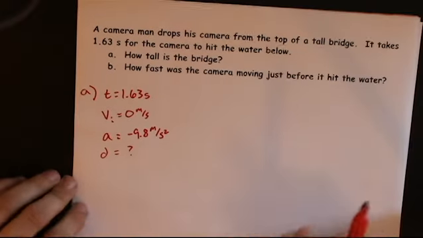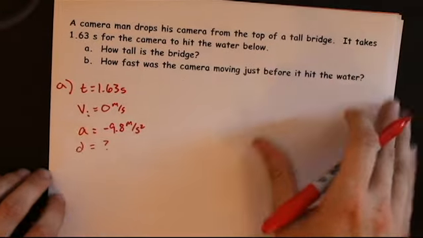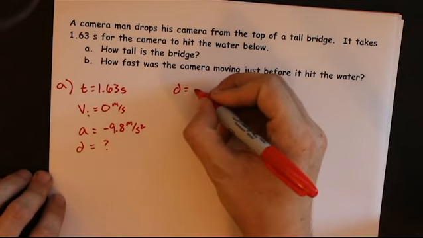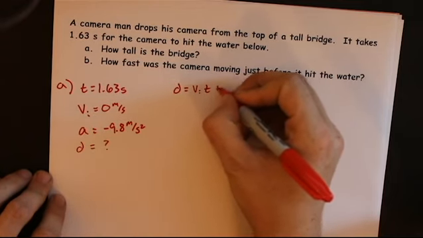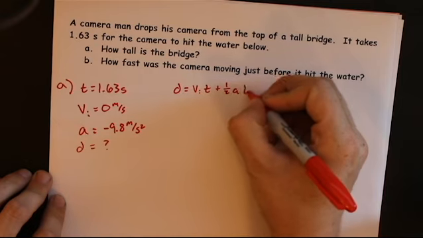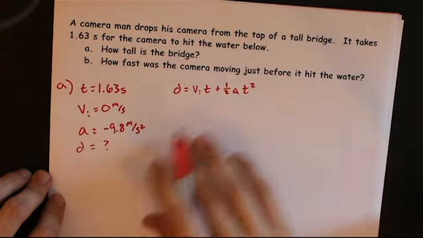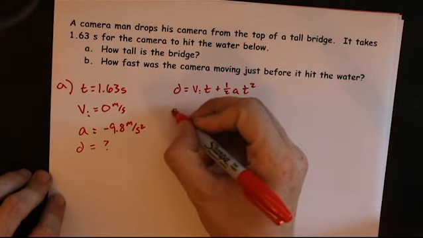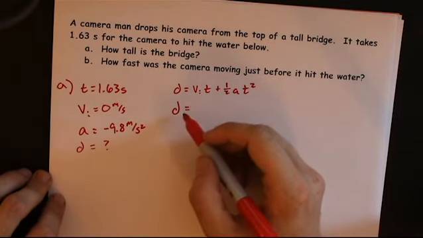Now let me see if I can write just a little bit smaller. All right, so our equation is D equals VIT plus 1/2 AT squared. All right, so we have our equation. Now let's start plugging in our numbers. We don't know distance, that's what we're solving for. I'm going to leave that as the letter D.